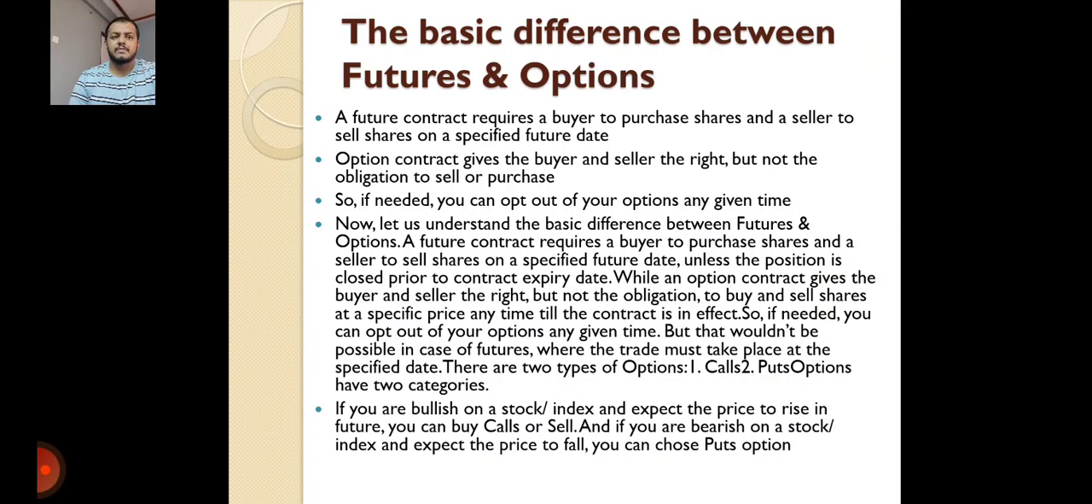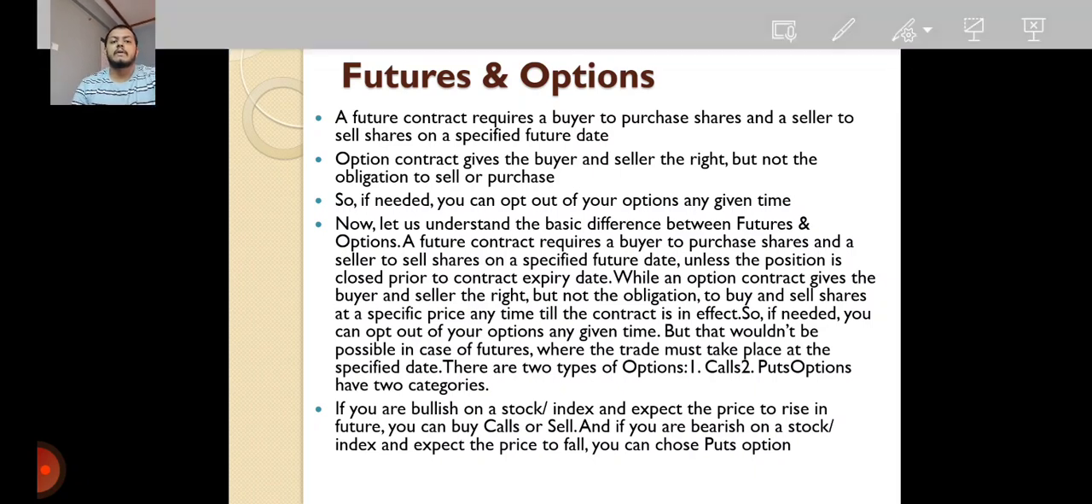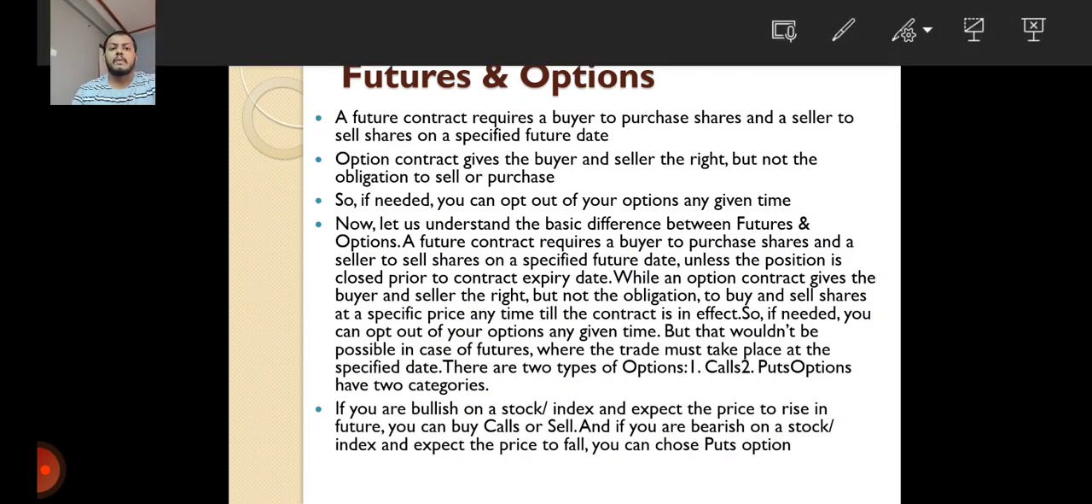There are two types of options, call options and put options. If you are bullish on a stock or index and expect the price to rise in future, you can buy a call or sell a put. And if you are bearish on a stock or index and expect the price to fall, you can choose to buy a put option.